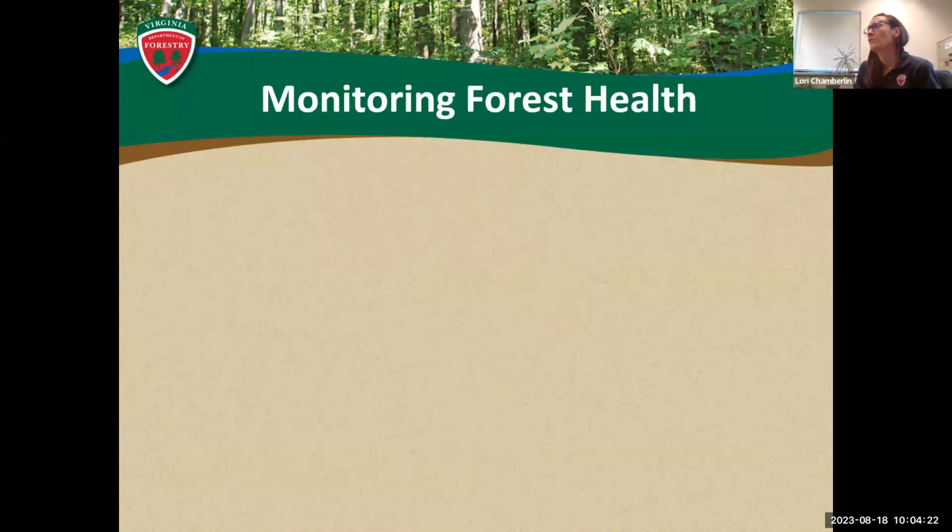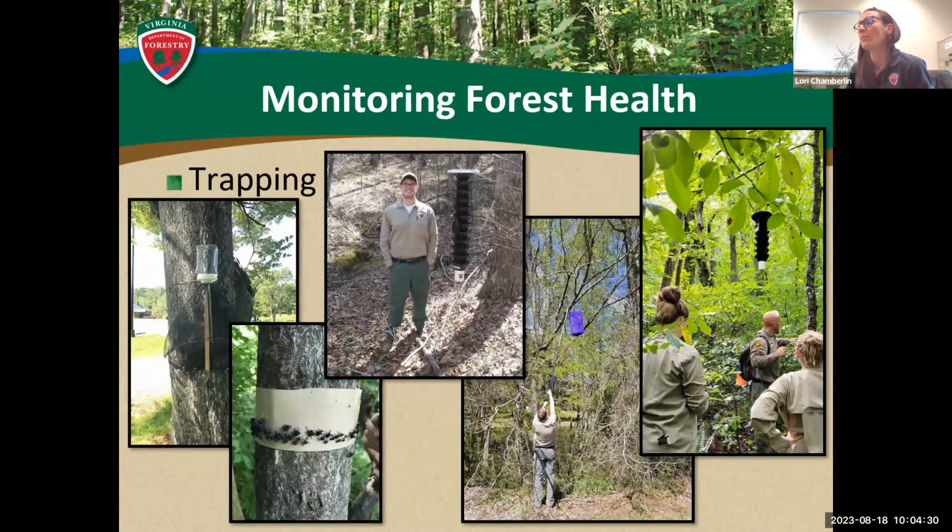Our program tries to monitor forest health throughout the state of Virginia, and we use a variety of different techniques to do that. One thing we do is put out traps for specific insect pests. We trap for a few different reasons. Sometimes we'll trap in an area where we know there is a specific pest, to understand more about the population of that insect. Are populations increasing or are they at stable levels? And sometimes we'll also trap to determine whether or not that pest is present in a region, just trying to detect if it's there or not.